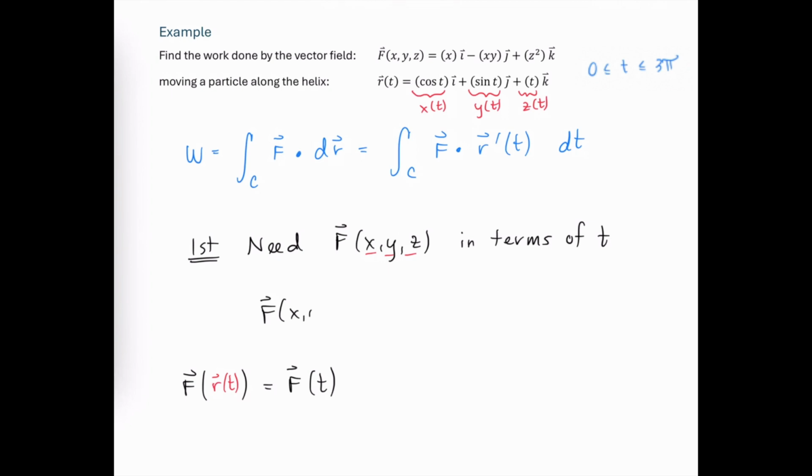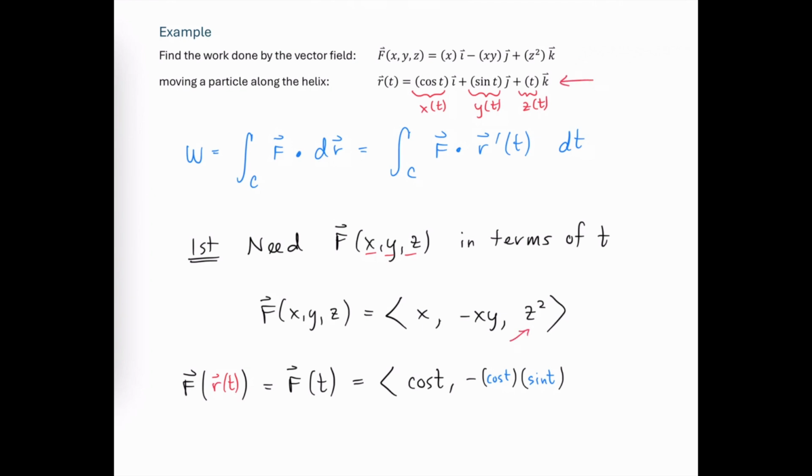So let's insert one more step here to say that the original force vector function was x, negative x y, and z squared. And when we plug those parametric equations in for x, y, and z, this first component is just x. Well, x was cos t, so this becomes cos t here. This second component is negative x y. Again, x is cos t, y is now sine t, so this becomes negative cos t sine t. The third component is z squared, and the z parametric equation is t, so this third component then becomes t squared.